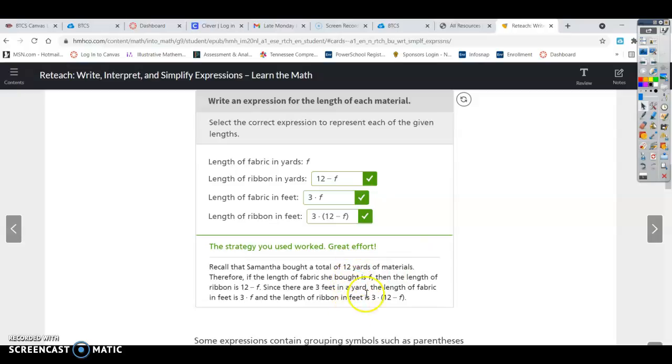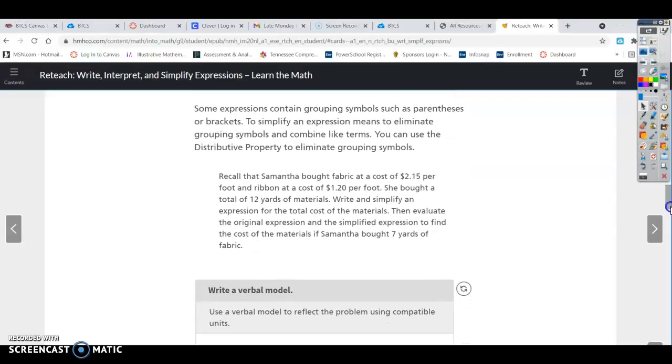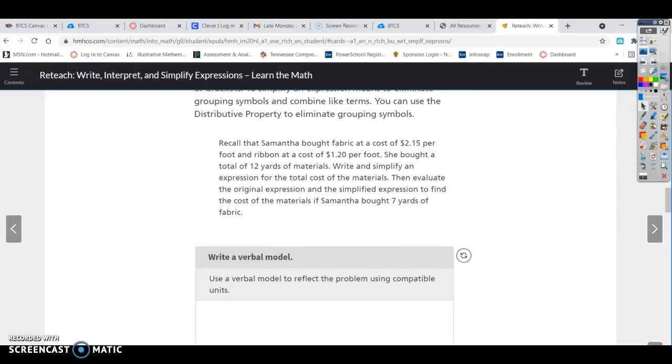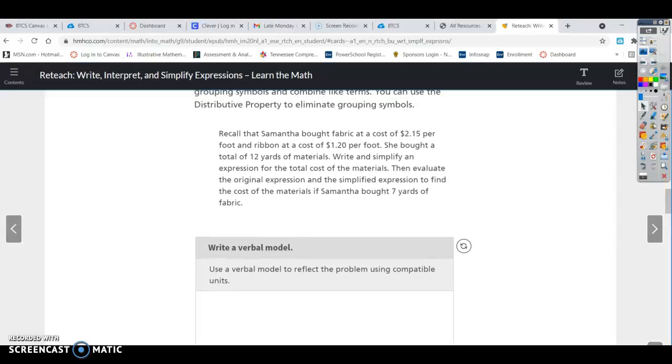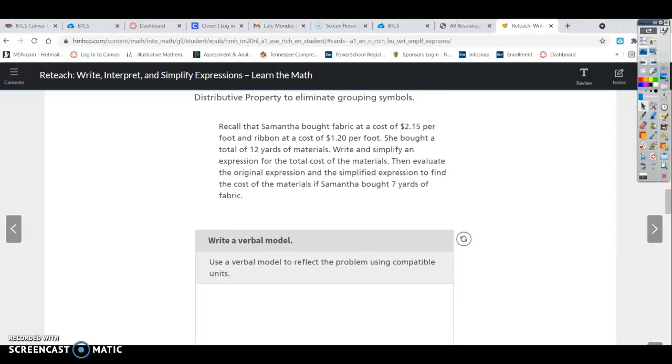All right, and this will explain it probably a little better than I do, so please read through those explanations as we do this. Some expressions contain grouping symbols such as parentheses or brackets. To simplify an expression means to eliminate grouping symbols and combine like terms. You can use the distributive property to eliminate grouping symbols. Very important term, distributive property. We're going to use that throughout every high school math that you have from now on, basically. So make sure that you learn and understand the distributive property. And if you have any questions, let me know.